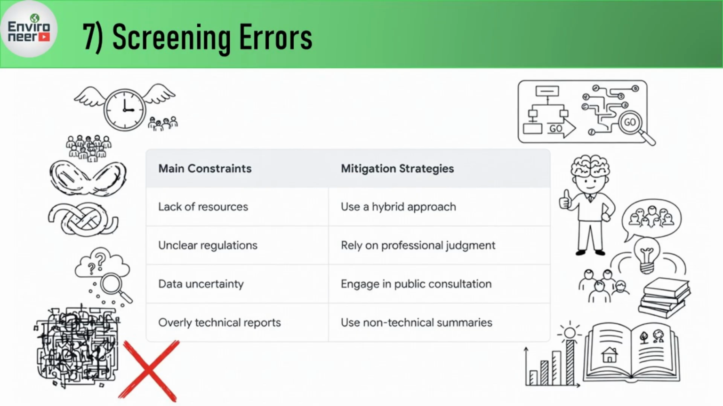What about when you're faced with uncertainty, maybe because the project design isn't finalized? Well, one of the best things you can do is engage the public early. Local communities often have an incredible amount of knowledge that can fill in the gaps. And finally, there's the classic problem of reports filled with technical jargon that nobody can understand. The solution is simple. Commit to clear communication. Every decision needs a plain language summary so that everyone, not just the experts, can understand what's going on.